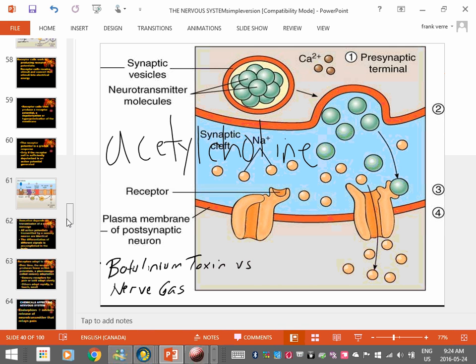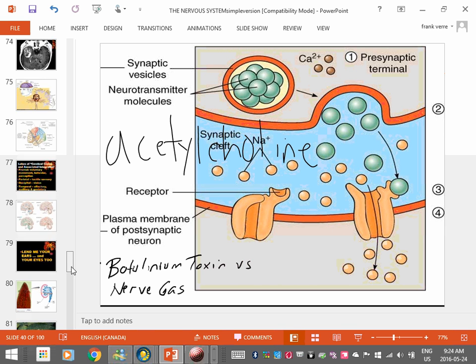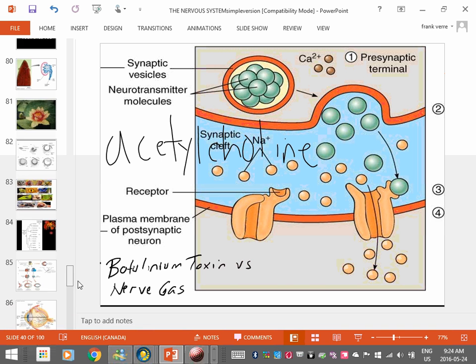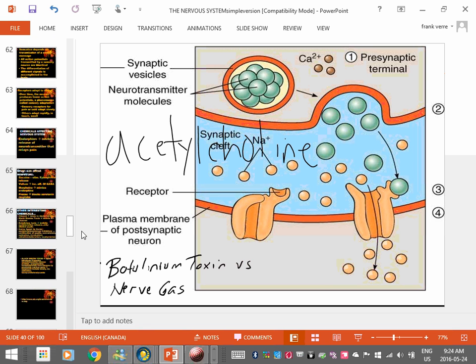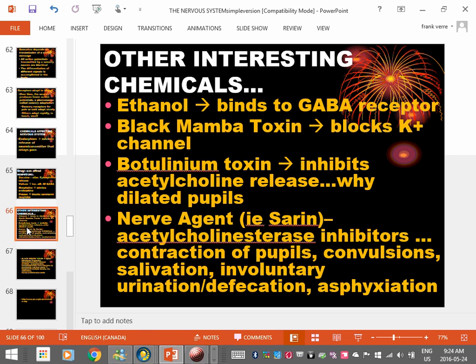So if we can't remove the acetylcholine, then let's see if we can figure out why we have these problems. So, can't get rid of the acetylcholine. So what happens to the pupils? Pupils will what? Contract, because now you have all of this acetylcholine which you can't get rid of. Acetylcholine is part of the rest and digest system, the parasympathetic.